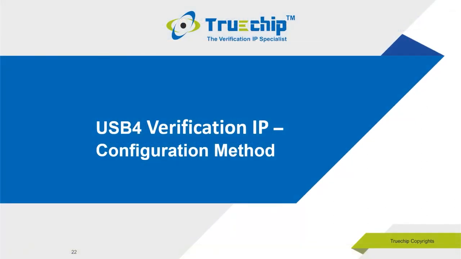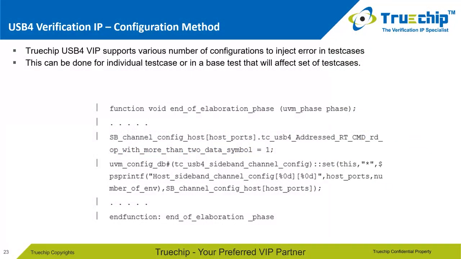Now let's look at the second method, that is the configuration method. In this method, the configuration of any BFM or monitor can be modified in real time. One example is shown here where the mod configuration has been enabled at the end of elaboration phase, where the read address RT transaction command payload has been modified to contain more than 2 data symbols, which should not occur according to the specification. The modification will happen at the host sideband channel.